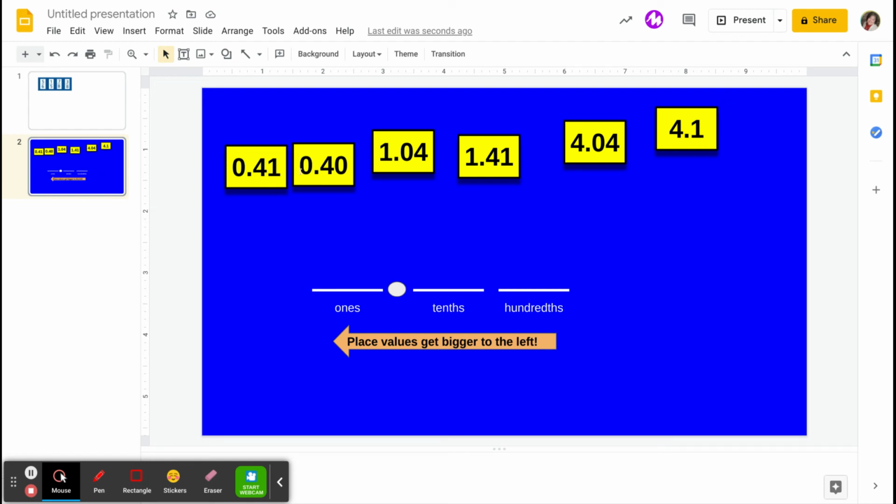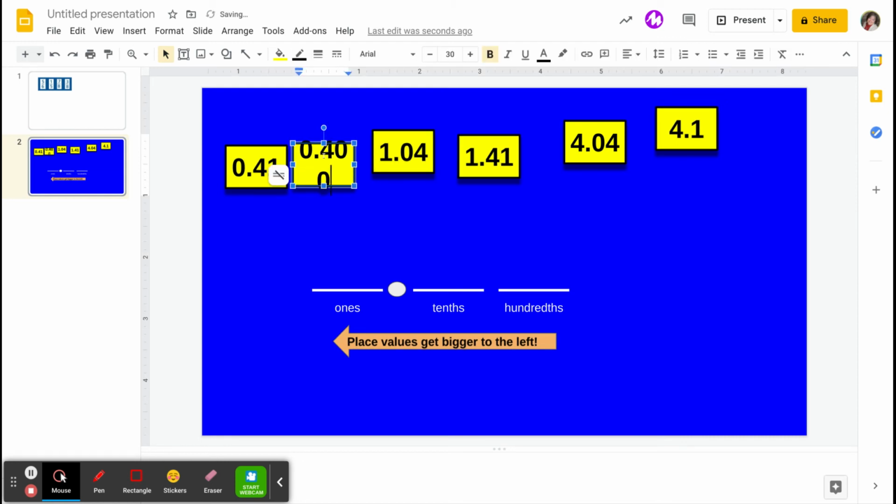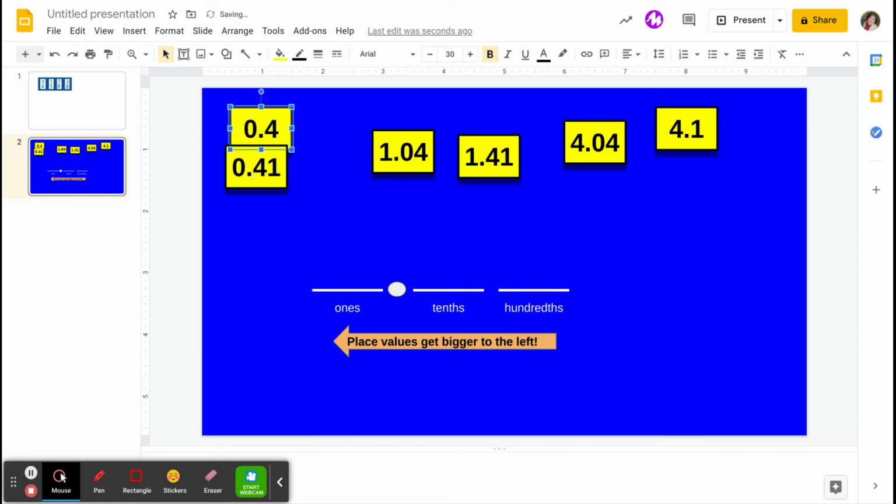I have 40 hundredths and 41 hundredths. So I'm going to take that 0 back off. Oops. And I'm going to rearrange these because 4 tenths is definitely less than 4 tenths and 1 more hundredth. So now I have my first two numbers in order. 0 and 4 tenths is smaller than 0 and 4 tenths and 1 hundredth, or 41 hundredths.